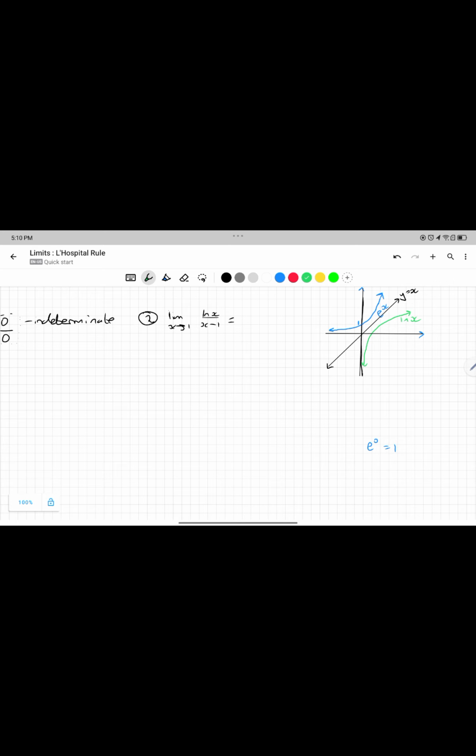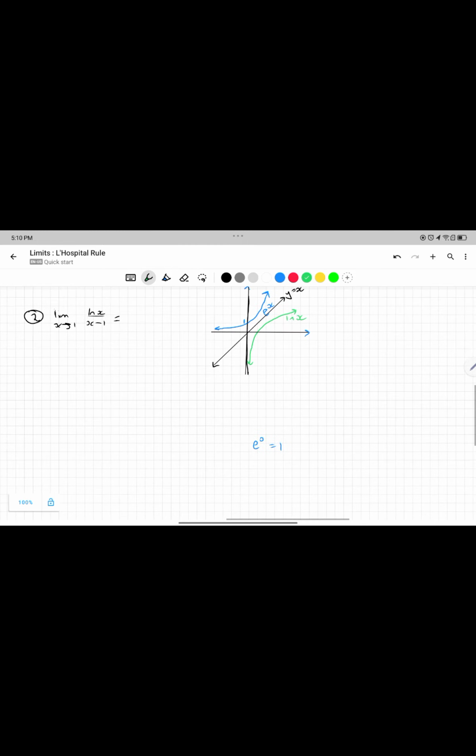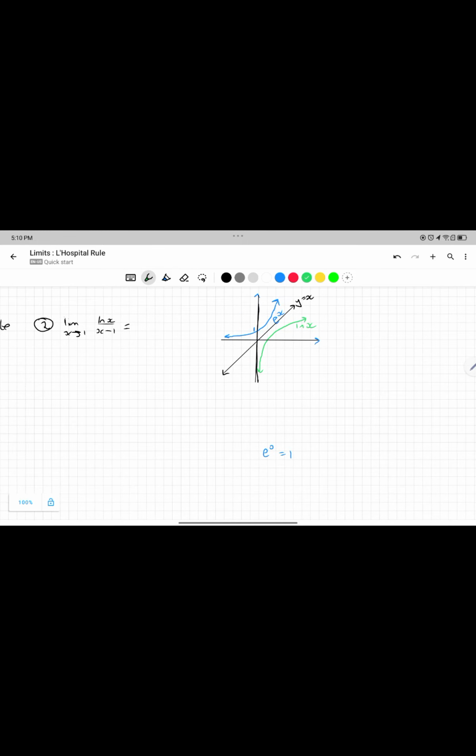So it's a ln x function. So how do we go about this? Remember, if we have e to the exponent of x is equal to y, and we are reflecting it about the line y equals x, we have x equals e to the y.